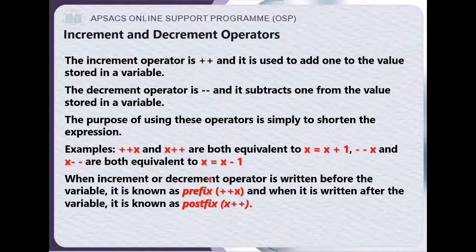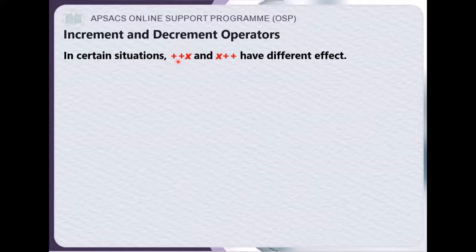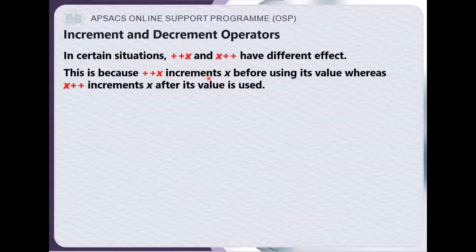When an increment or decrement operator is written before the variable, it is known as prefix. When it is written after the variable, it is known as postfix. In certain situations, ++x and x++ have different effects. This is because ++x increments x before using its value, whereas x++ increments x after its value is used. As an example, suppose x has the value 3.